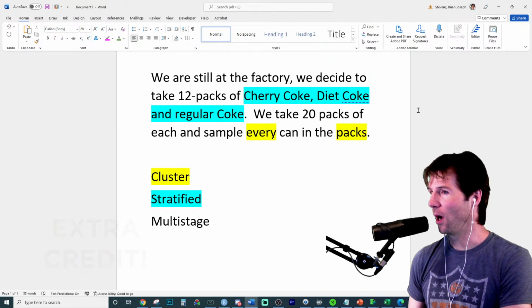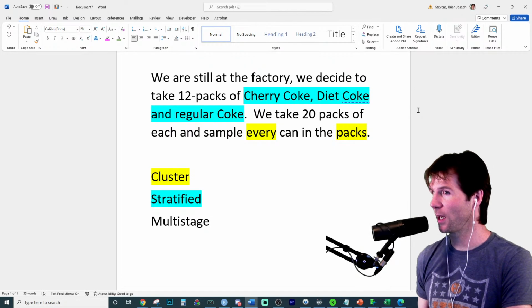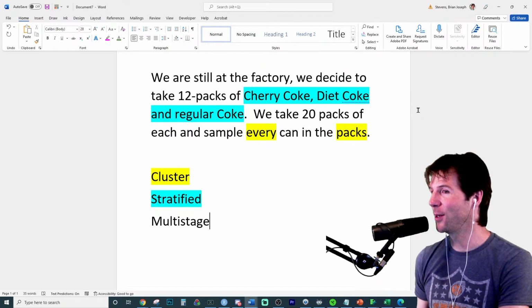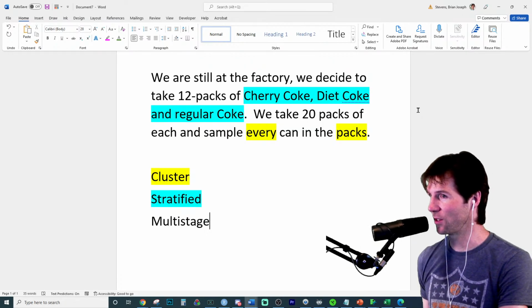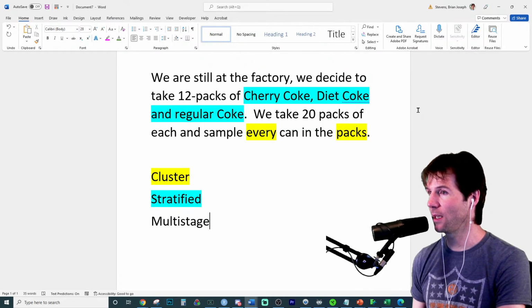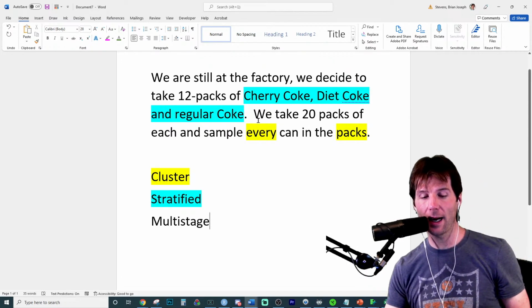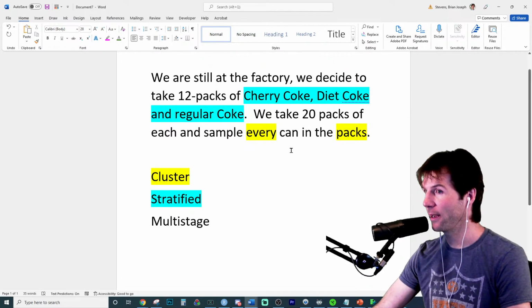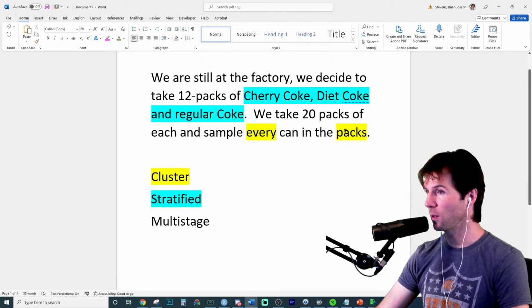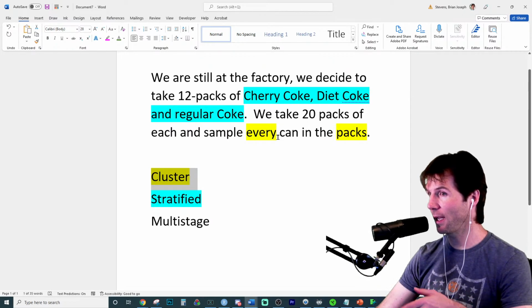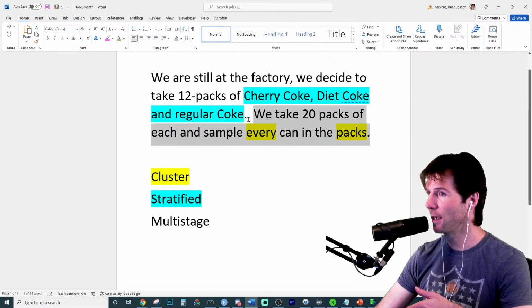So when we go to this Coca-Cola factory, if we are taking cherry Coke, Diet Coke, and regular Coke, you're welcome, swing by anytime, ask the questions right away, then we are acknowledging a difference, hence stratified. If we're taking 12 packs from each, and we're sampling every can in the pack, the packs are the clusters. It is a group, and we're assuming the cans are randomly put into these packs.